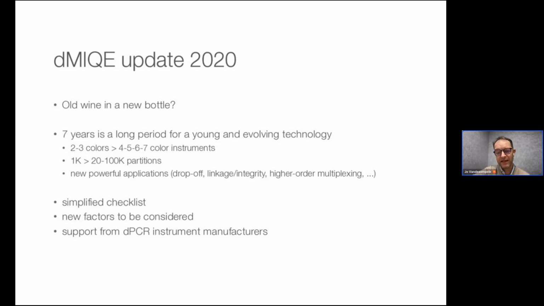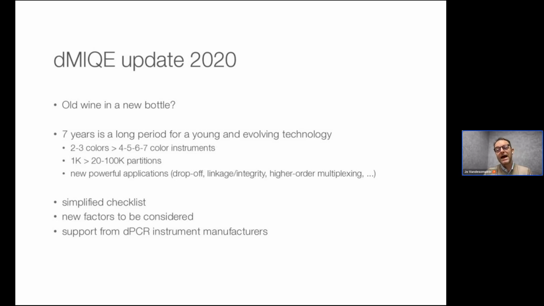Drop-off assays, linkage or DNA integrity assays, a higher order multiplexing, where you quantify more targets than fluorescent detection channels in your instrument. So to accommodate these new evolving applications and instrumentation, we had to come up with new guidelines. Importantly, it's a much simplified checklist. It's only 52 parameters. I will show that in a minute.